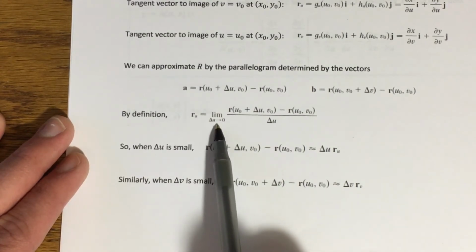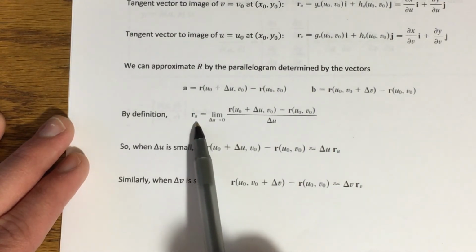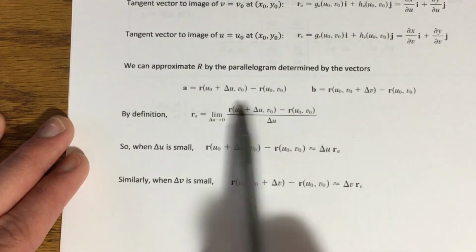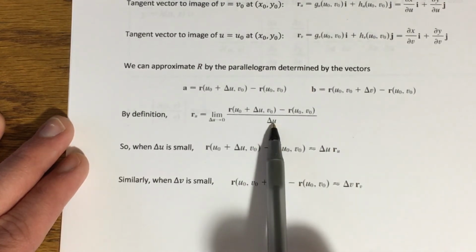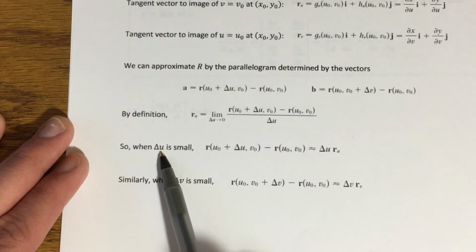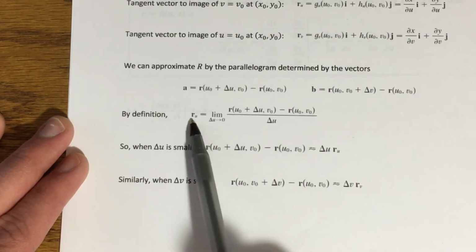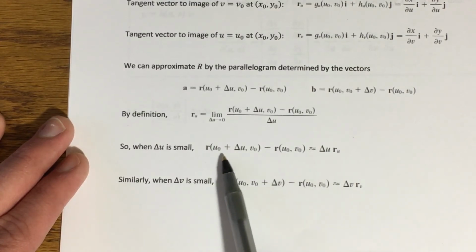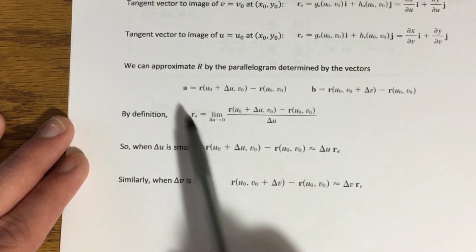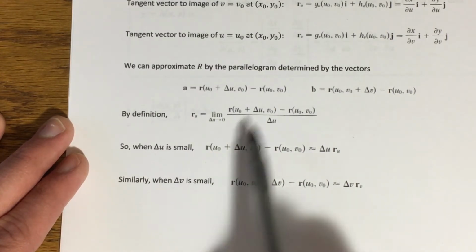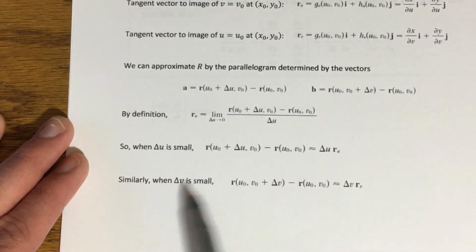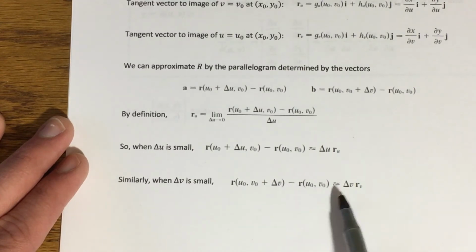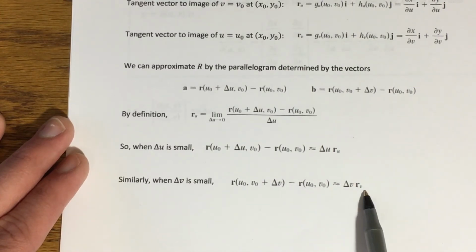So the way I think of this is if delta u is very, very small, meaning very, very close to 0, then R sub u is approximately equal to this quotient right here. So if I assume that delta u is small, I can treat this almost like it was equal, multiply both sides by delta u, and I get this approximation. So this is our vector A that we defined up here. Similarly, if I go through a similar argument, our vector B is approximately equal to delta v R sub v.